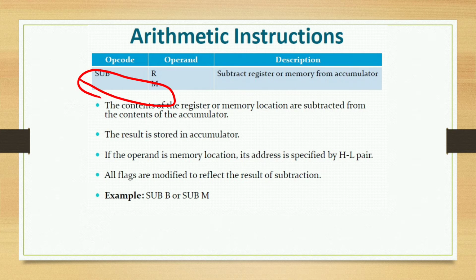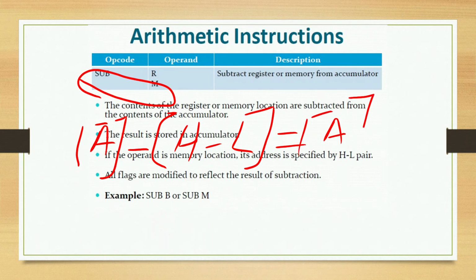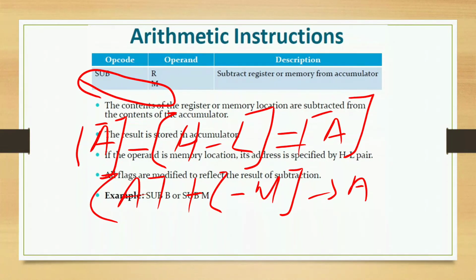SUB M instruction. In this instruction, content of the memory is subtracted from the content of accumulator and result is stored in accumulator. Content of memory location addressed by HL pair is subtracted from the content of accumulator. First you have to find the 2's complement of memory location content and this is added with the content of accumulator and result is stored in accumulator, means A plus of minus M.